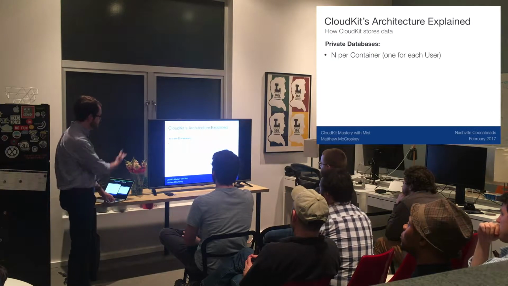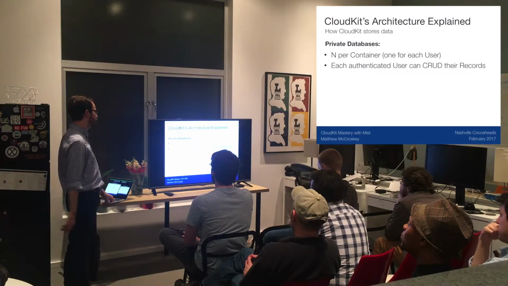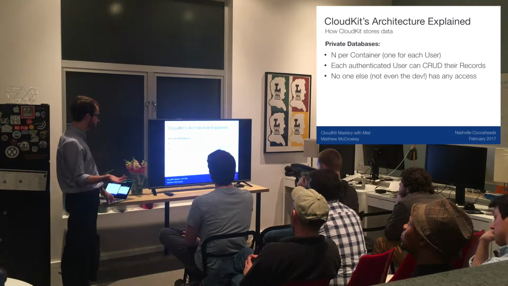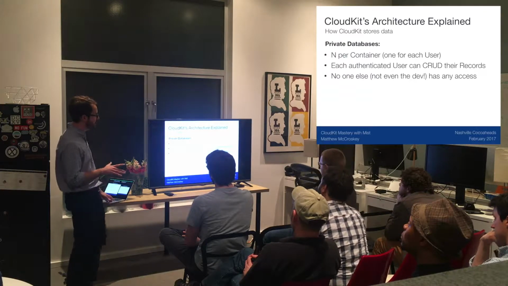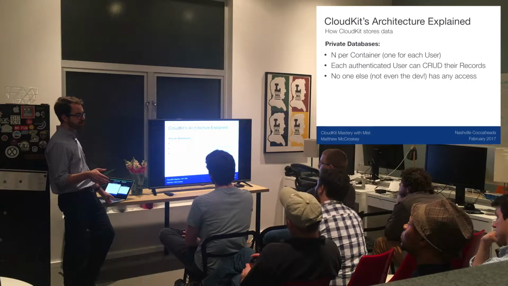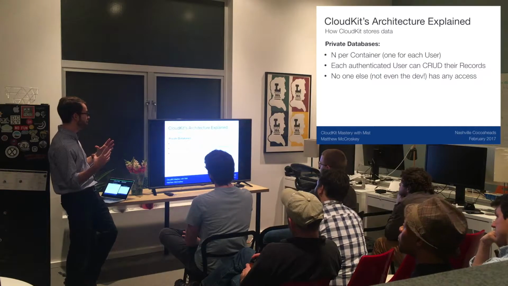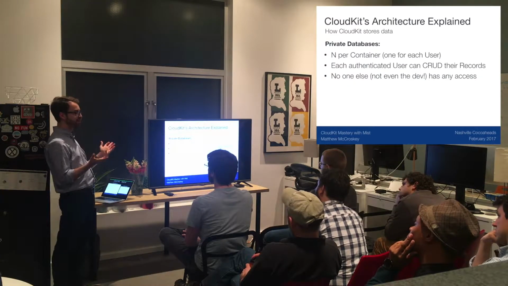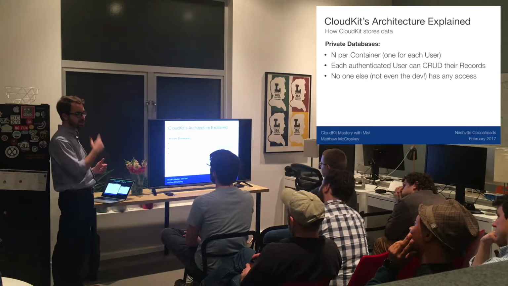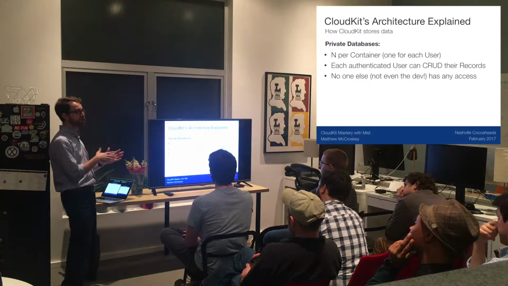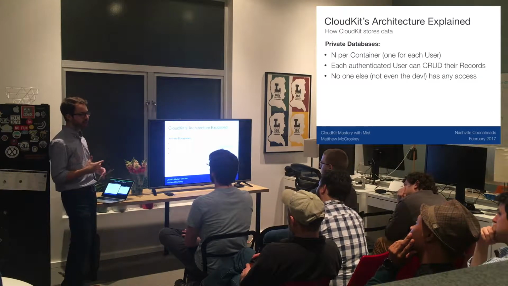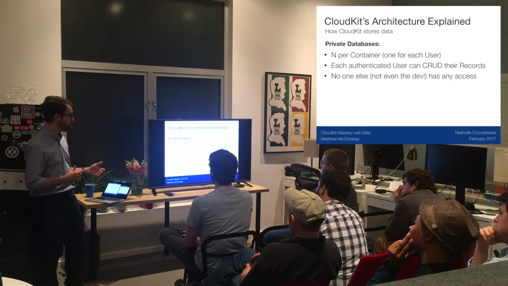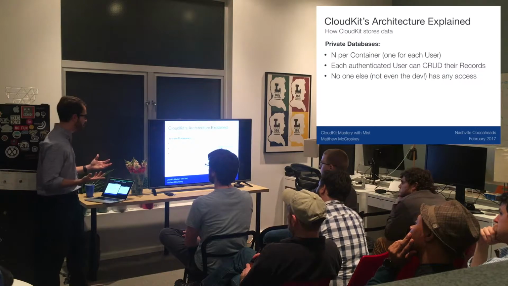Private databases. As I said, there's one per user. Each authenticated user can have full control over their own records. No one else, not even the dev, has any access to these records. So in the CloudKit dashboard, you can see some basic statistics, things like, roughly, on average, how many records does a user have in their private database. But you can't get any statistics on an individual user's private database, and you definitely can't see the records inside anyone's database.